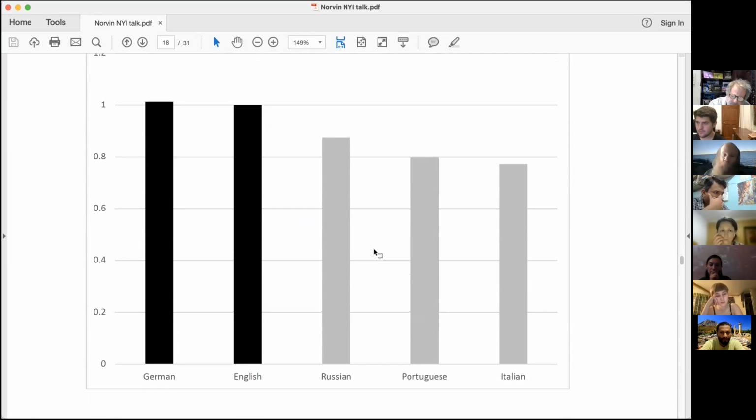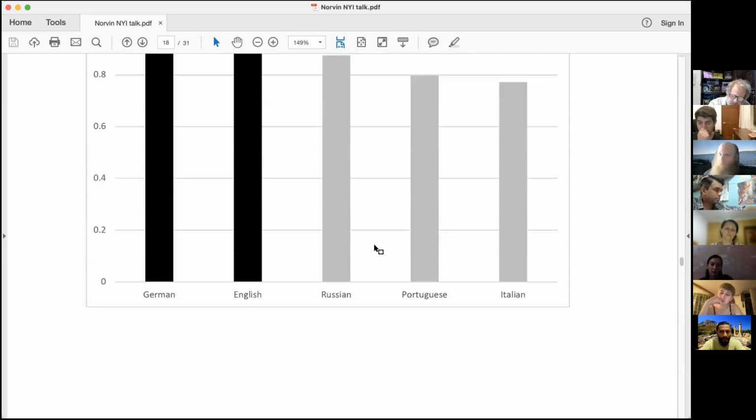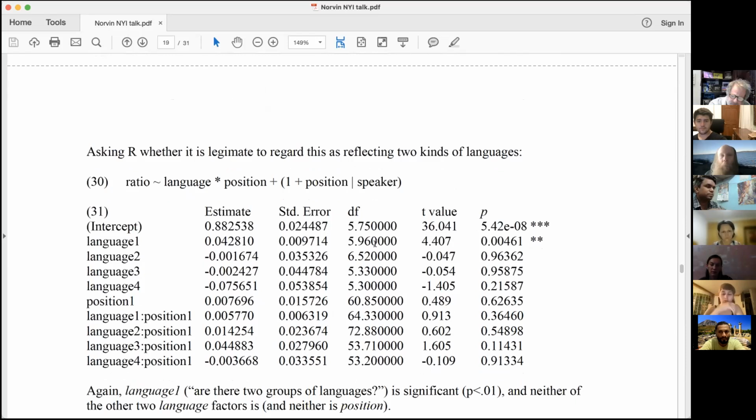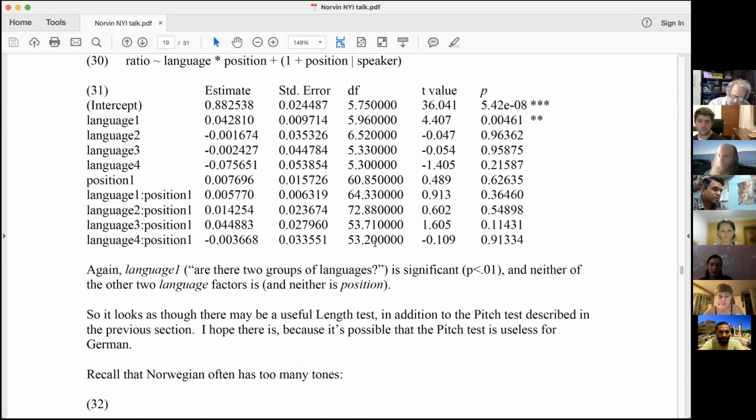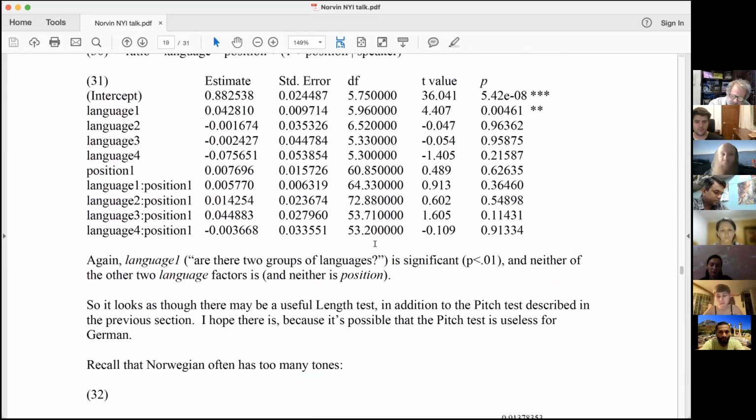Those are also languages, Russian, Portuguese, and Italian, in which the pitch experiment that I did before makes me want them to be right prominent languages. So I'm hoping that this will be another test for the position of prominence. English, of course, is a left prominent language, and I'm hoping that this will convince us that German is also a left prominent language. Did the same kind of thing with R and got the same kind of result. There's a very statistically significant difference between the 2 groups of languages.